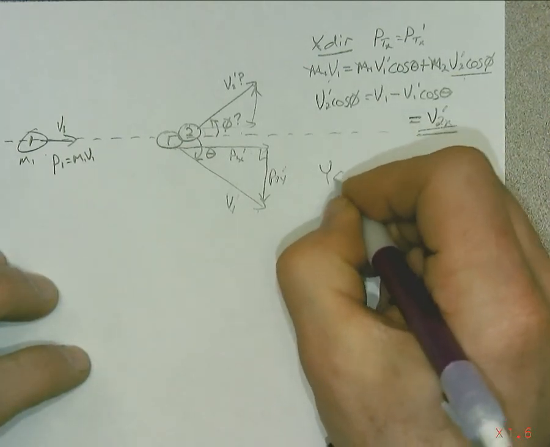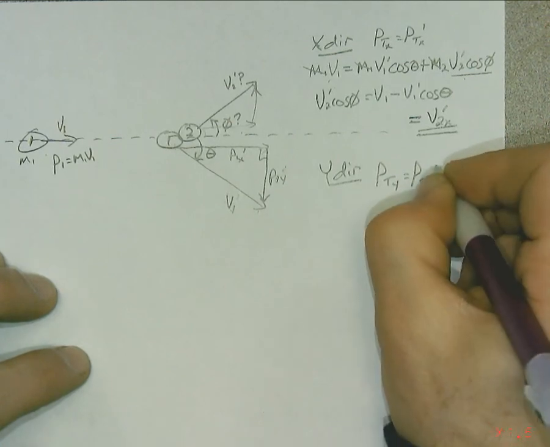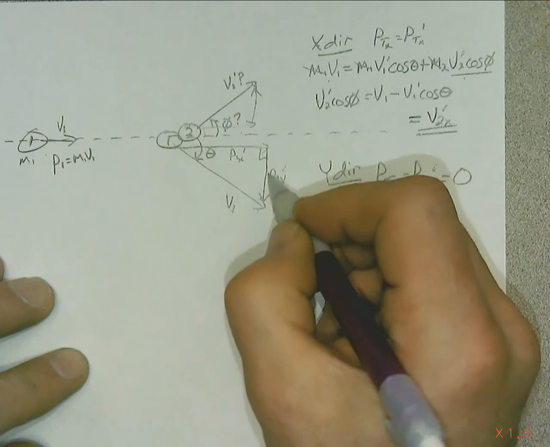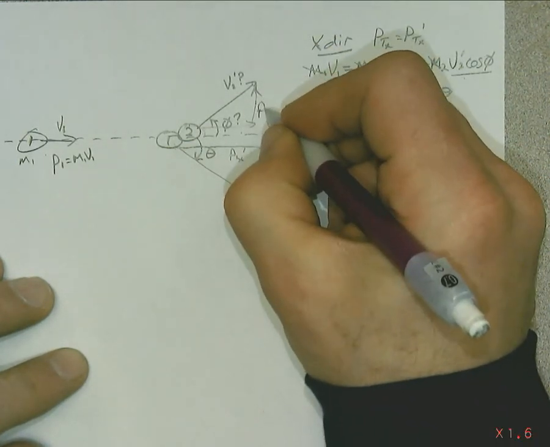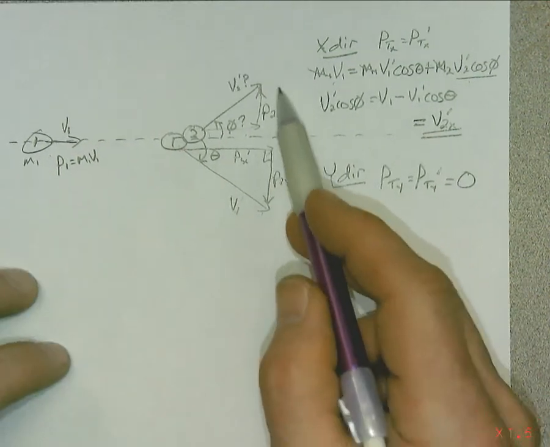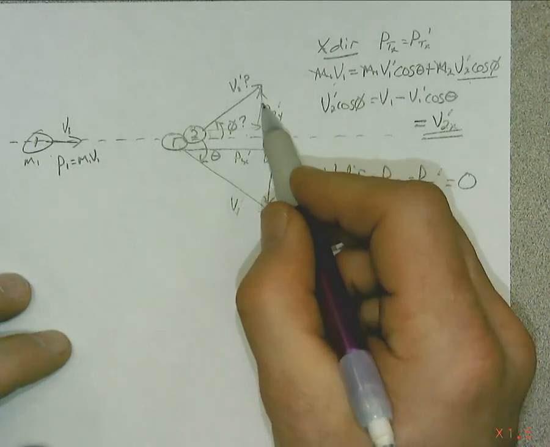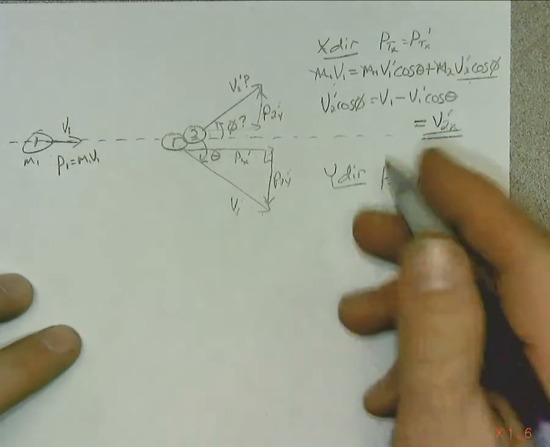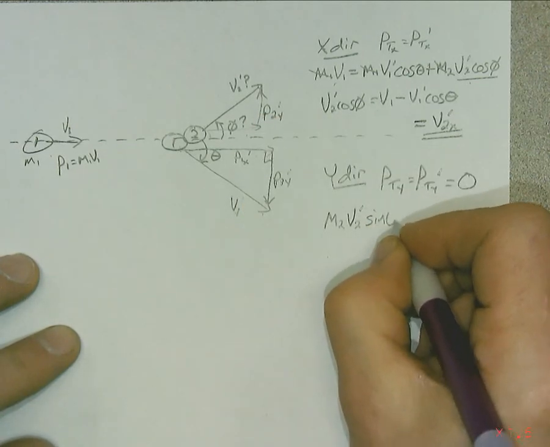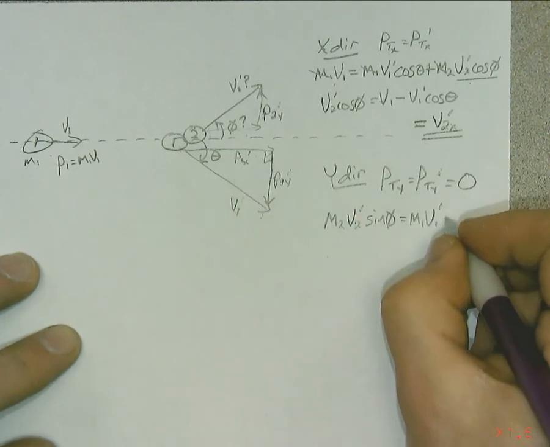So now let's do the Y direction. Well, thankfully, in the Y direction, momentum total in the Y before is momentum total in the Y after. And what is that? That's right, it's zero. Why? Because there was none to begin with. So this component here in the Y and this component here in the Y have to be the same values, momentum 2Y prime. That's what we're looking for. We need the information in the momentum in the Y direction. So let's simply write that this value of momentum is this value of momentum, oppositely directed. So M2 V2 prime times the sine of phi is equal to this momentum, which is M1 V1 prime, hypotenuse, sine of theta.